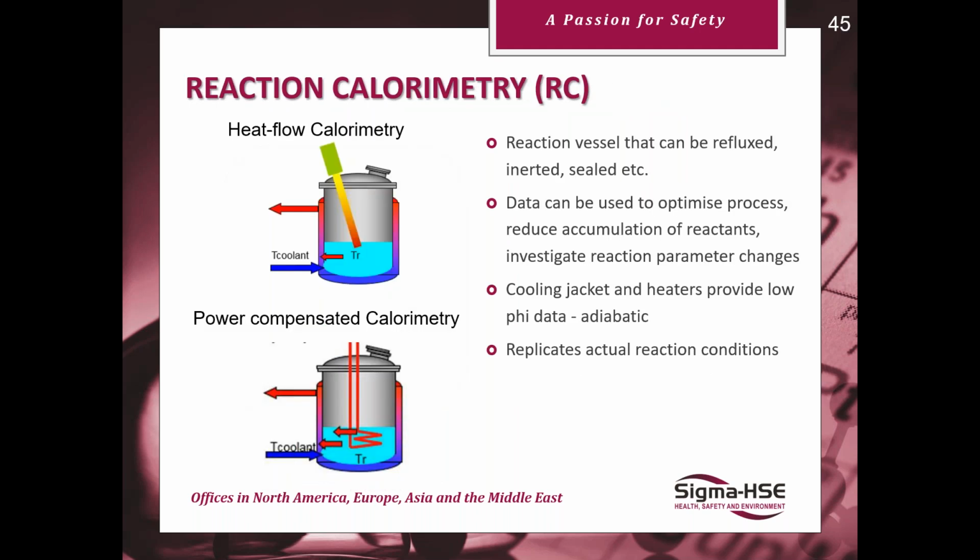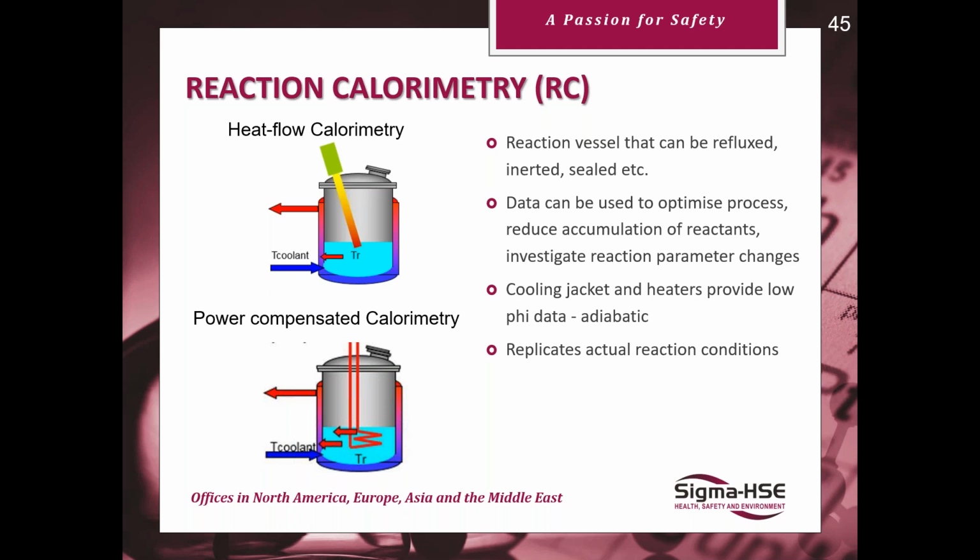So reaction calorimetry, it's really adaptable. We can tack different things onto it to make it work. It can be refluxed, inerted headspace. It can be sealed up and pressurized. The data can be used to optimize your process, reduce accumulation of reactants, and investigate reaction parameter changes. So temperature, stirring, addition amounts, all that kind of stuff. The cooling jacket and heaters provide low phi data, being an adiabatic system, and it replicates actual reaction conditions.